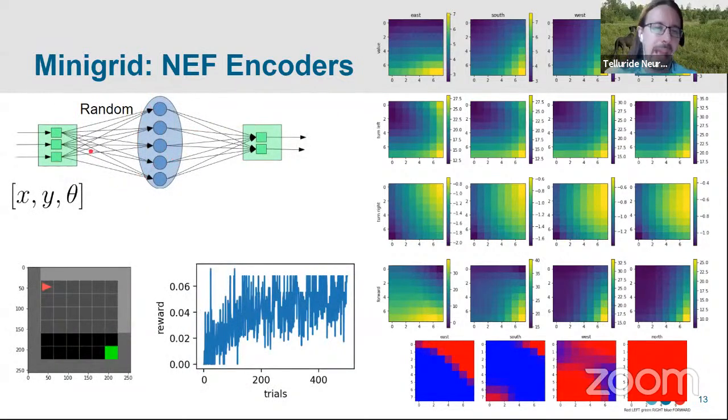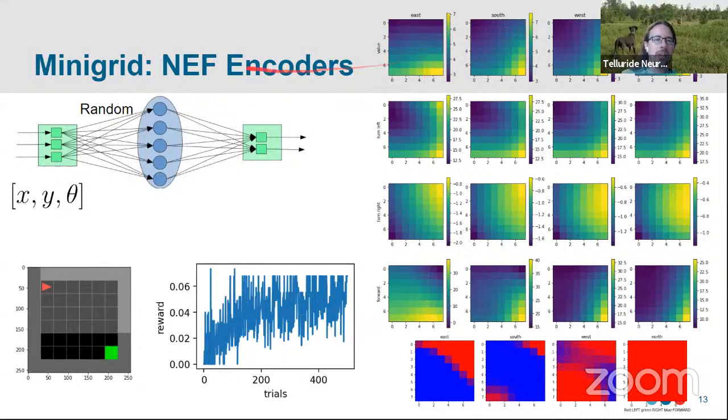If we just do that, this is what we get. So first of all, it learns, but not as well. And you're seeing that we get very, very smooth patterns out here. So it'll still solve the task-ish.